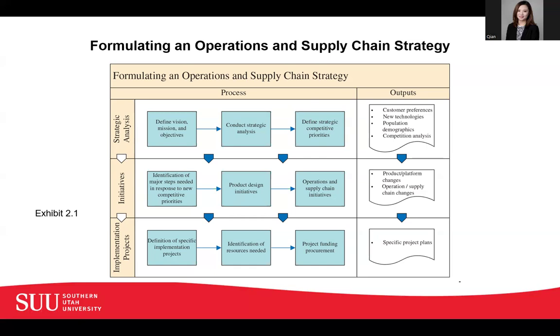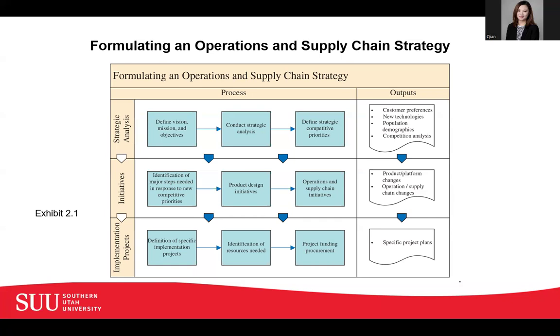Then we move to the second main process, which is the initiatives. The initiatives give you a lot of ideas about how to make changes. You may need to think about whether the vendors change, whether the supply chain changes, whether the materials change, and what about the production process. So you take a look at the product change and the operation supply chain change.